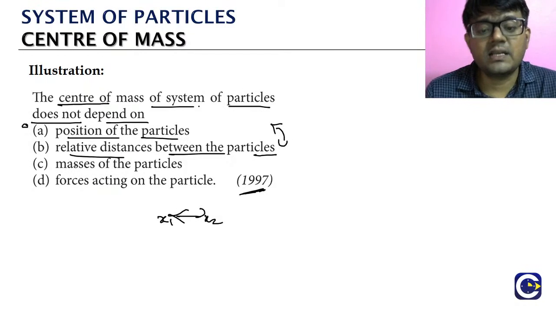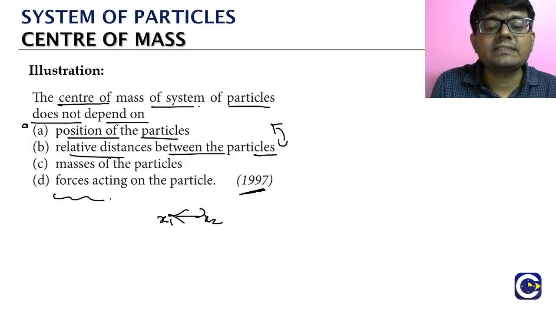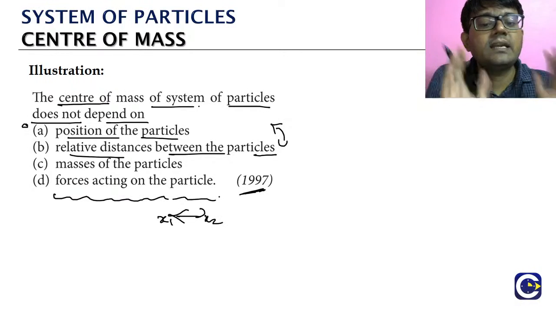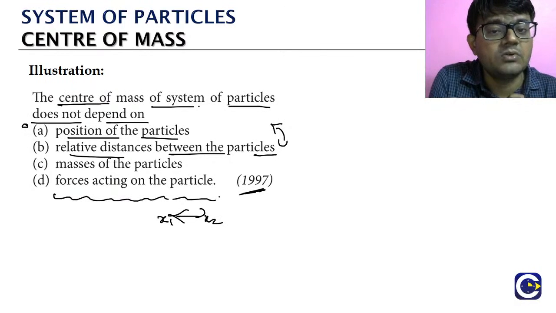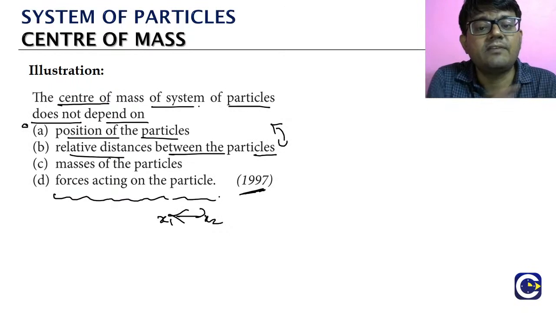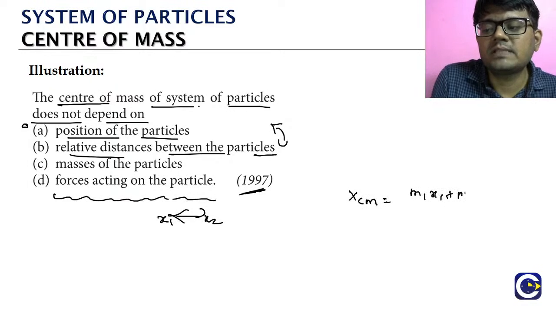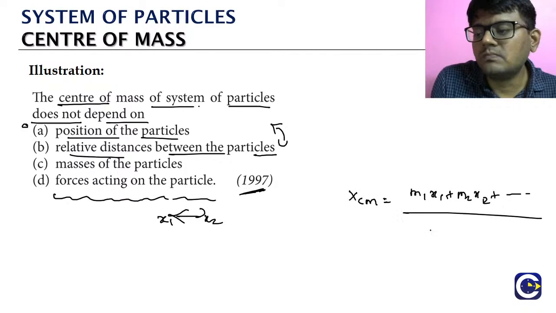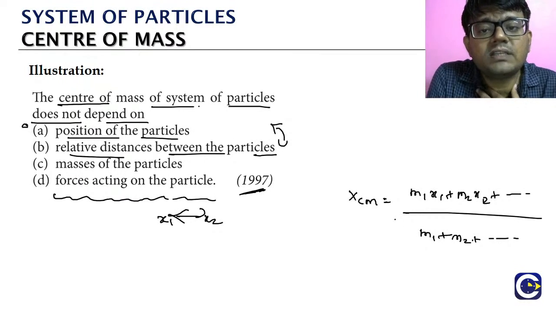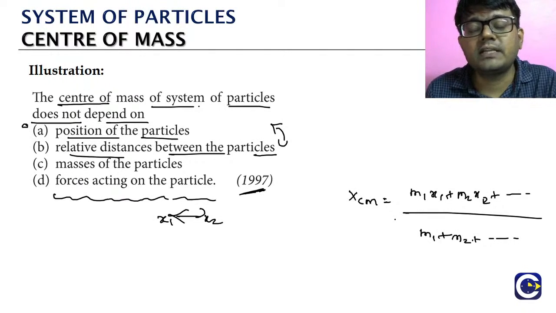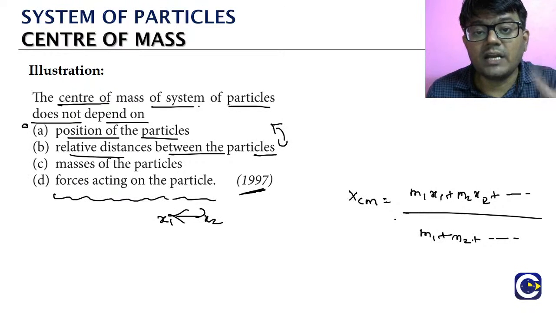Look at option C, mass of the particles: definitely, because mass appears in the formula. Now option D, forces acting on the particle. When we identify the location of the center of mass, forces acting on the particle will never be considered. Look at the weighted average formula, m1x1 plus m2x2. Do we consider the force acting on m1 or the force acting on m2? No. Which means the center of mass position will not depend upon the forces acting on the particles. We have seen this before.